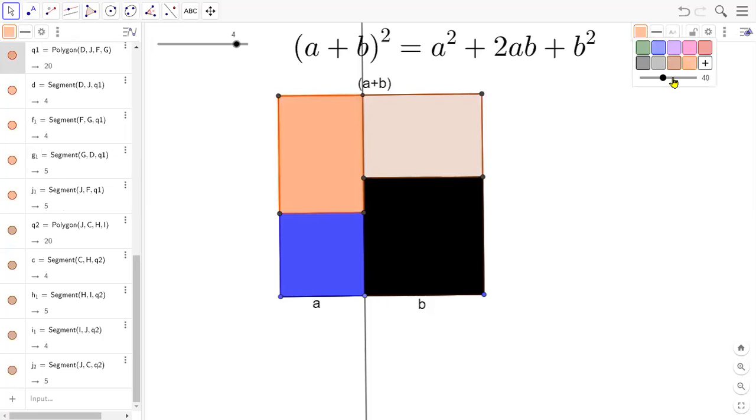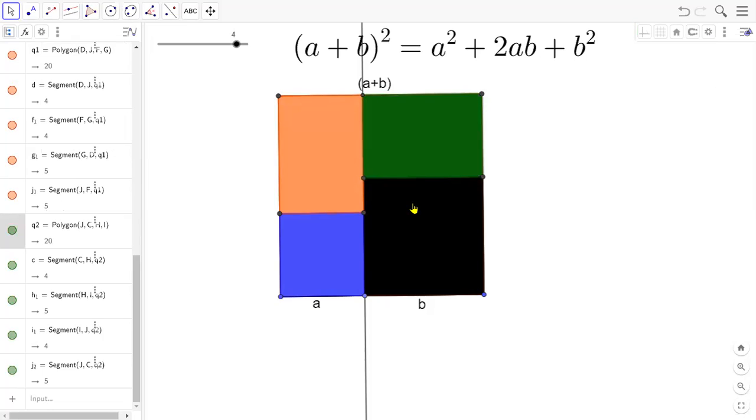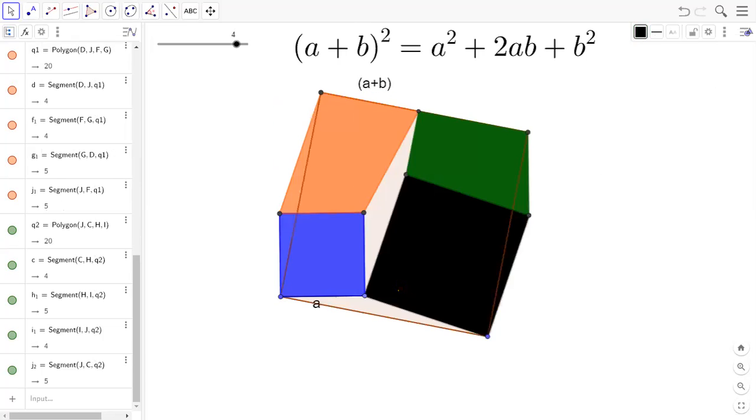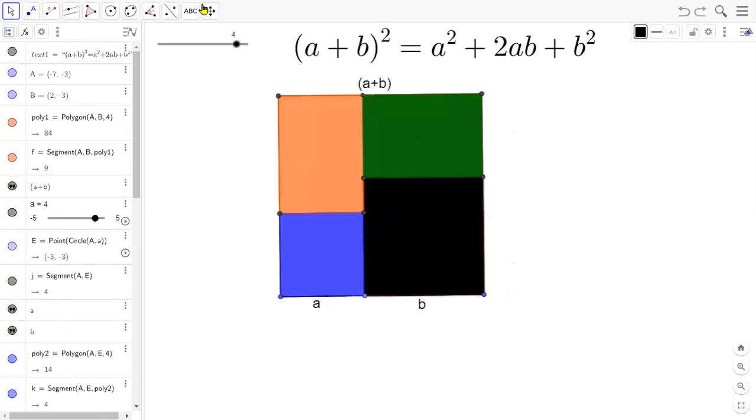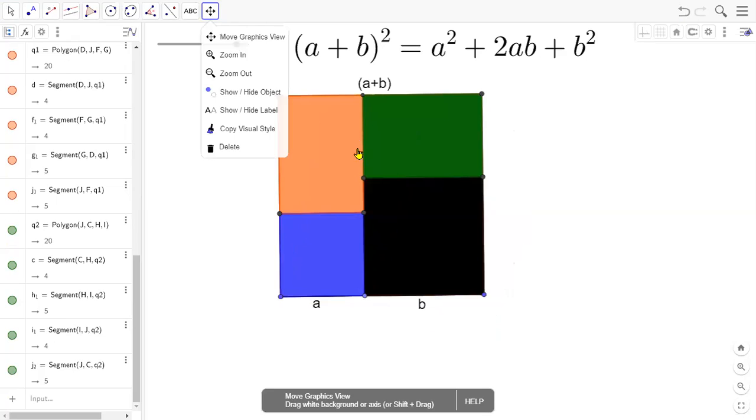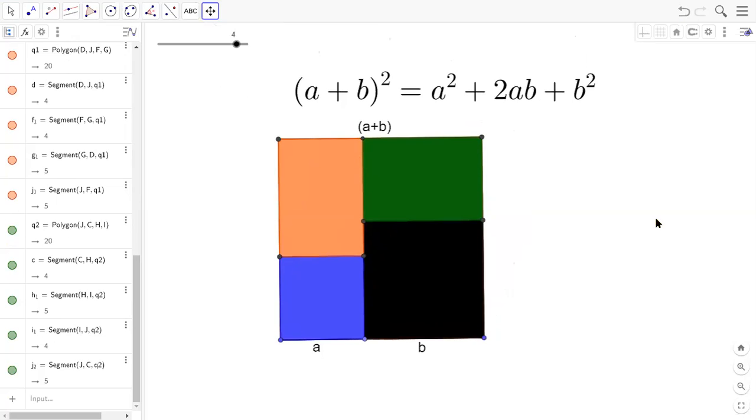This is one rectangle, and the next rectangle I'll color green. Let me hide this vertical line. We can see that, let me drag this object below. Sorry, let me undo it, and then move this object over here. Here we can see the four different polygons.